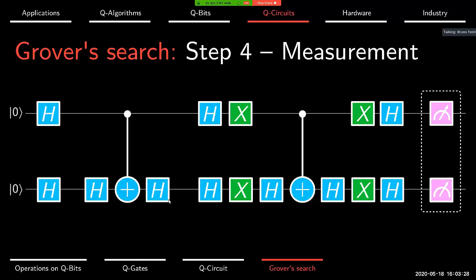This is what we call the amplitude amplification step. We have to repeat the amplitude amplification step 8 times, or square root of n times, more generally speaking.